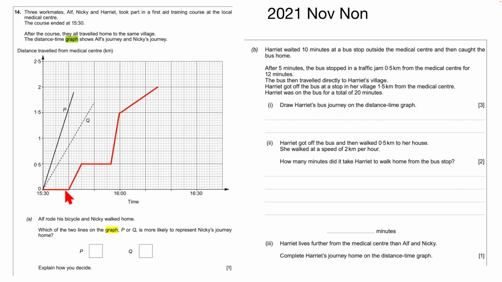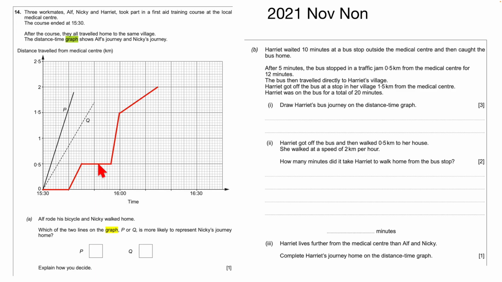Okay. So 5 minutes is half of 10. That's this distance here. And she's only moved 0.5. Okay, so she goes to there. She's 0.5 away after another 5 minutes. And then it hits a traffic jam. So it doesn't move.